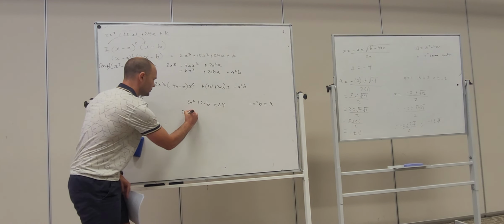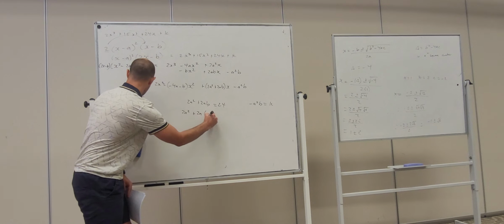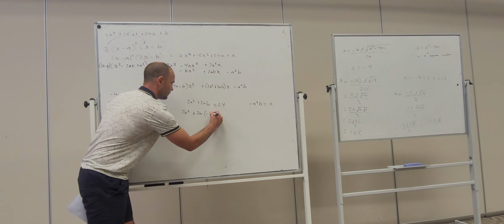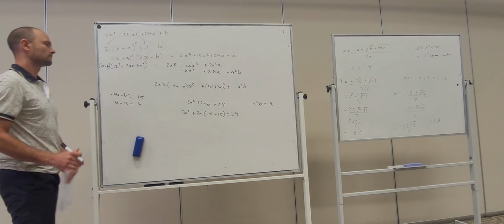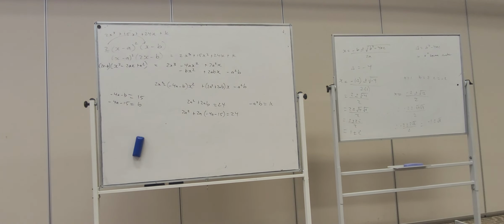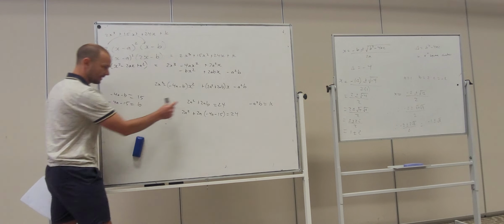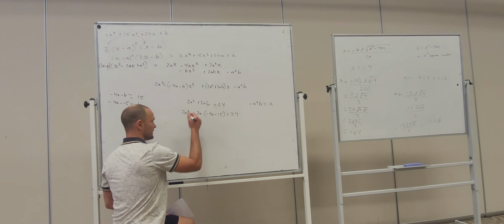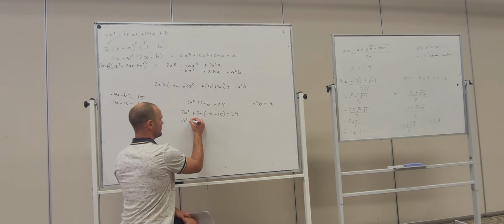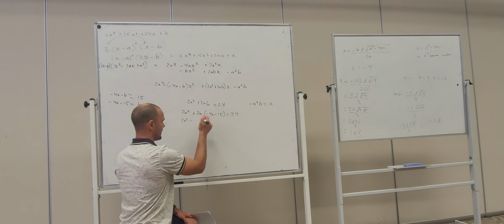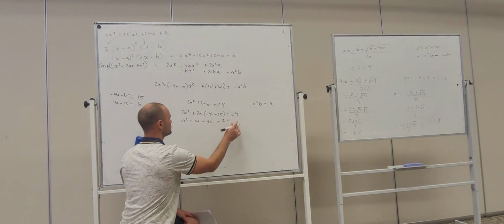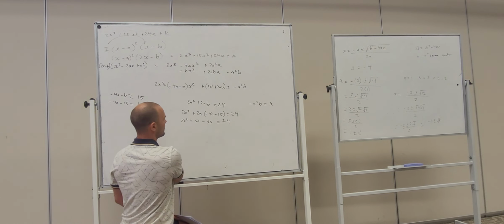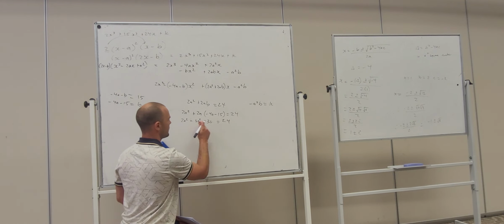It's going to give me 2a squared plus 2a times minus 4a take 15. All right, so all I've done there is put that where the b is. Let's expand this and solve. We'll have 2a squared, take 8a squared, take 30a, equals 24.